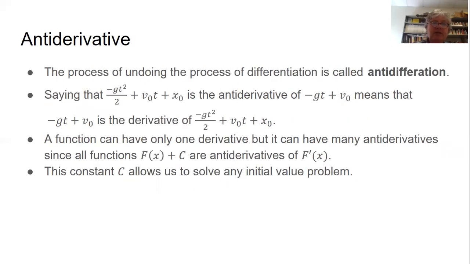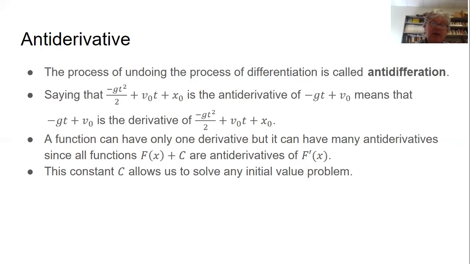Excellent. So this process of undoing the process of differentiation is called antidifferentiation. And so when we say that a function is the antiderivative of another function, so -gt²/2 + v0t + x0 is the antiderivative of -gt + v0, that means that -gt + v0 is the derivative of -gt²/2 + v0t + x0.